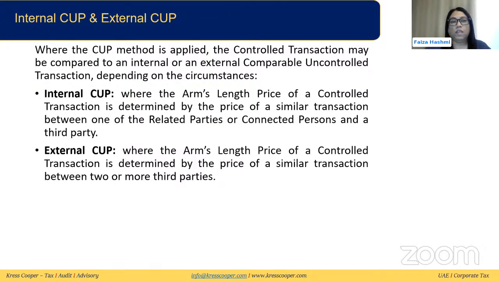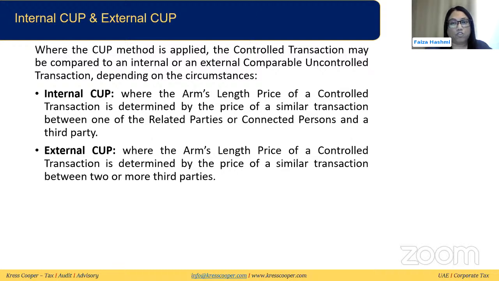To do this, there are two ways. You can either have an internal CUP or an external CUP. For example, if you are doing a sale of goods with a related party, and you are doing the same kind of sale of the same category of goods with a third party, then an internal CUP is there, because you have a similar transaction that has been done with a third party.